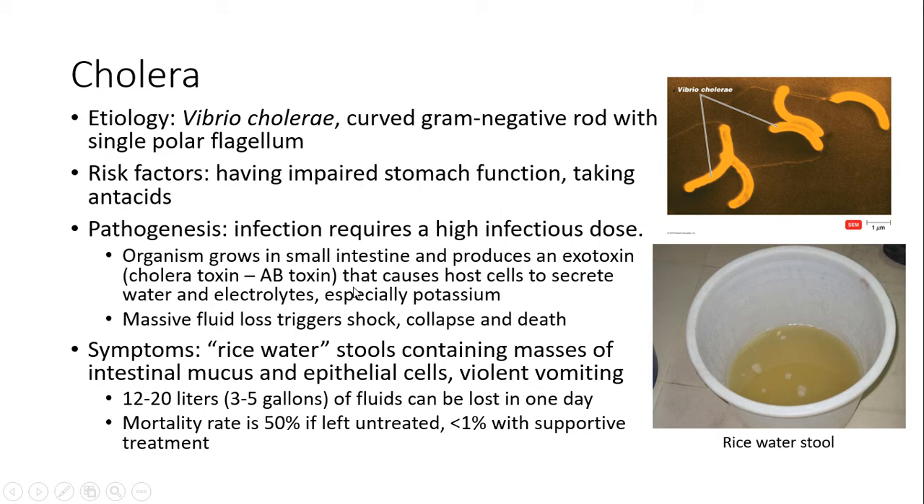This toxin is going to cause host cells to secrete water in mass, as well as electrolytes, especially potassium. This massive fluid loss is going to trigger shock, so that dangerously low blood pressure, as well as organ collapse and death. So the symptoms for this, the hallmark feature of this, is called rice water stool, and there's kind of a fun looking picture of that over on the right.